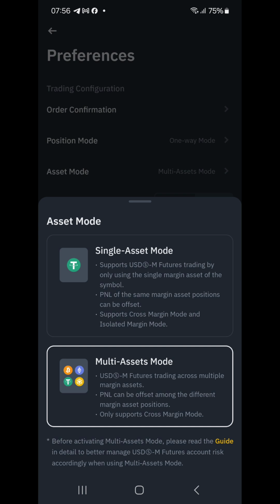Now let's look at multi-asset mode. In this mode, you can use multiple assets as collateral across different futures positions. What does this mean? So if you have both USDT and BUSD in your wallet, right, different assets in your wallet, you can use both for margin requirements, and Binance will automatically use your balance across assets to meet margin requirements.